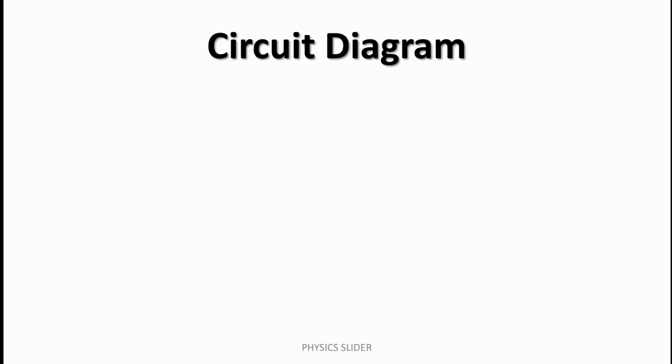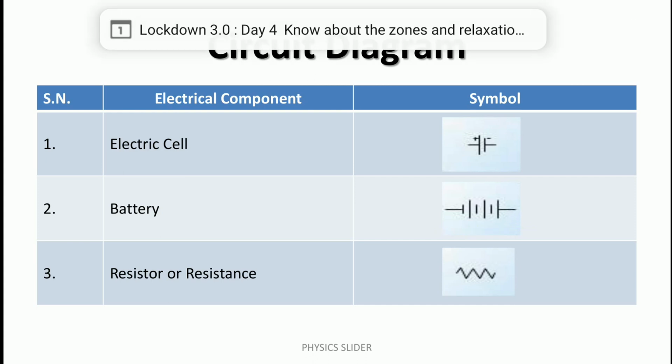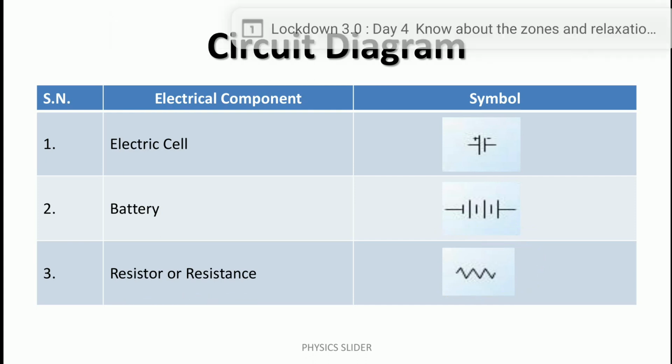So moving ahead, we will talk about the circuit diagram. Watch here, there are some electrical components. For them we have decided the symbols. The electric cell is symbolized as this, a battery is the collection of cells symbolized as this, the resistor or resistance is symbolized as this.